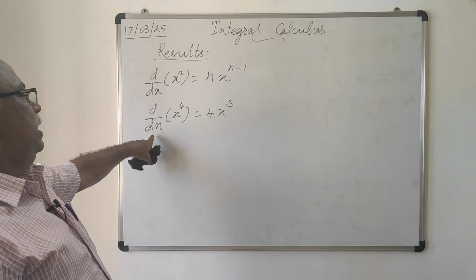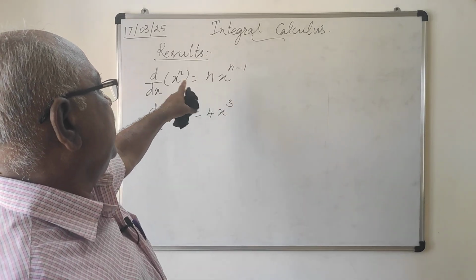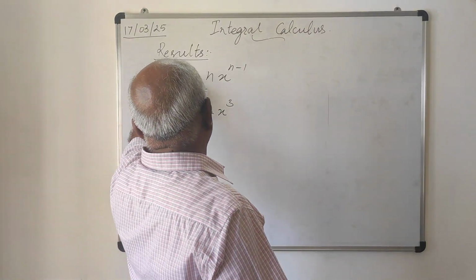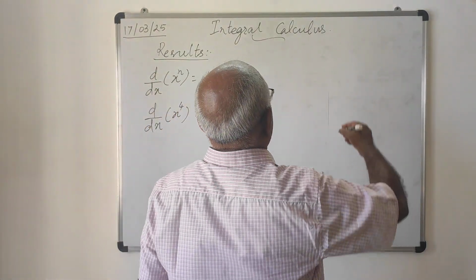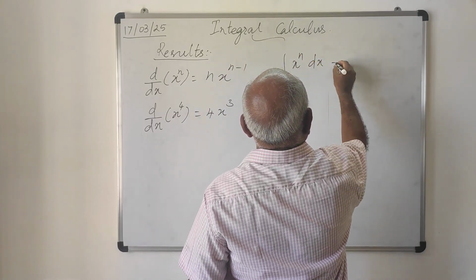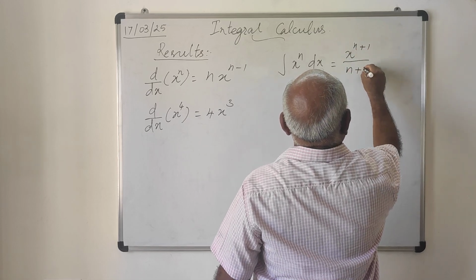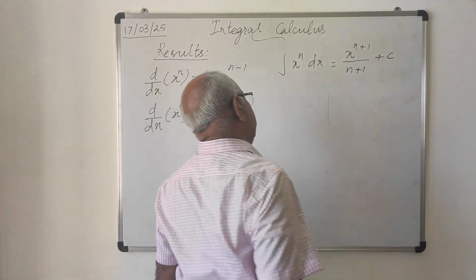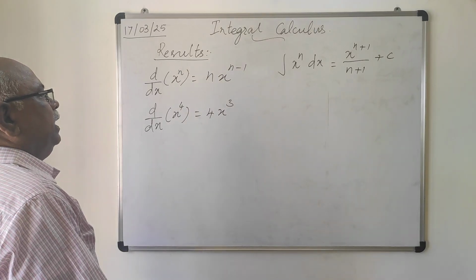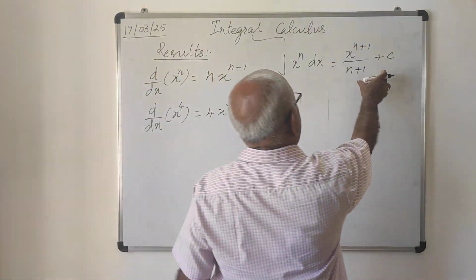Like that, the differentiation implies that n in x power n is an integer. Whereas in integration, integral x power n dx is equal to x power n plus 1 by n plus 1 plus an integrating constant. This is our formula: integral x power n dx is x power n plus 1 by n plus 1 plus c.